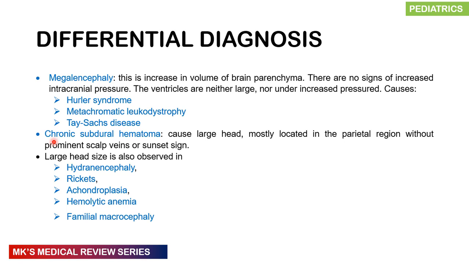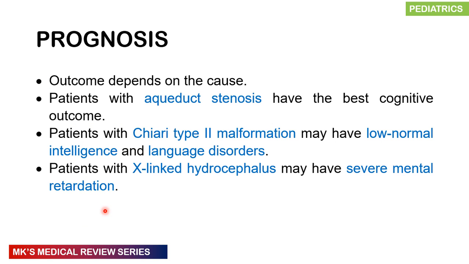You may sometimes have a chronic subdural hematoma that can cause a large head, most commonly located in the parietal region, without prominent skull veins, or even any sunset sign. Then other conditions that may present with a large head include familial macrocephaly, hydrocephalus, rickets, achondroplasia, which is dwarfism, and hemolytic anemia. What's the prognosis?